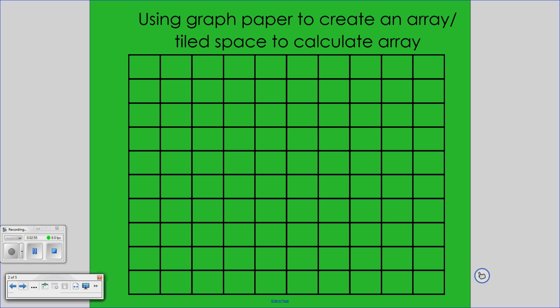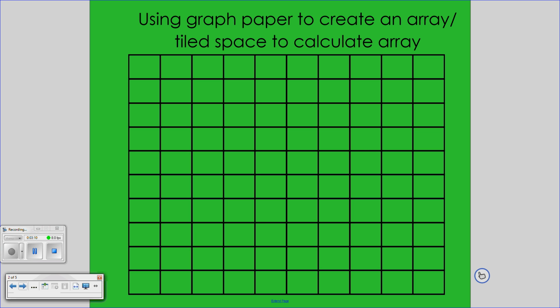Alright, so what's going to happen is we're going to work in partners. And we are going to use, put your hand down, please. We're going to use graph paper. And the reason we're going to use graph paper is to show space.